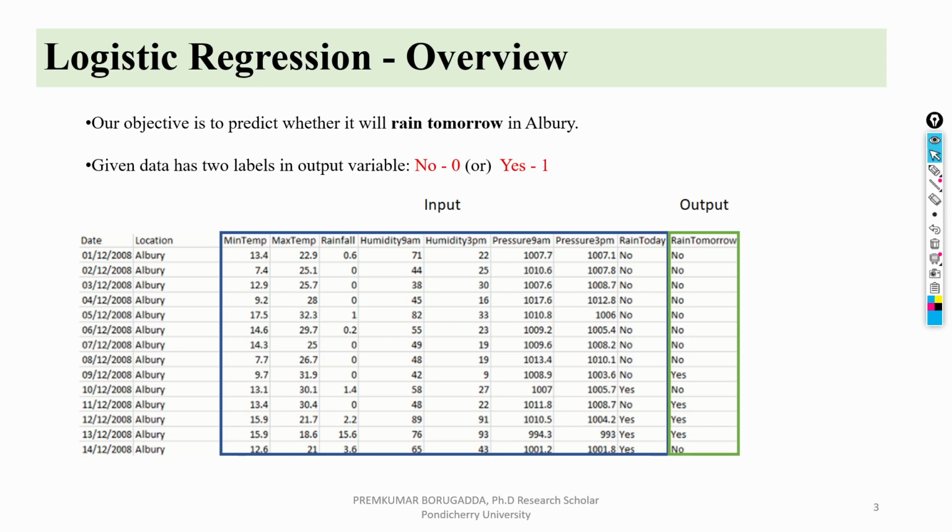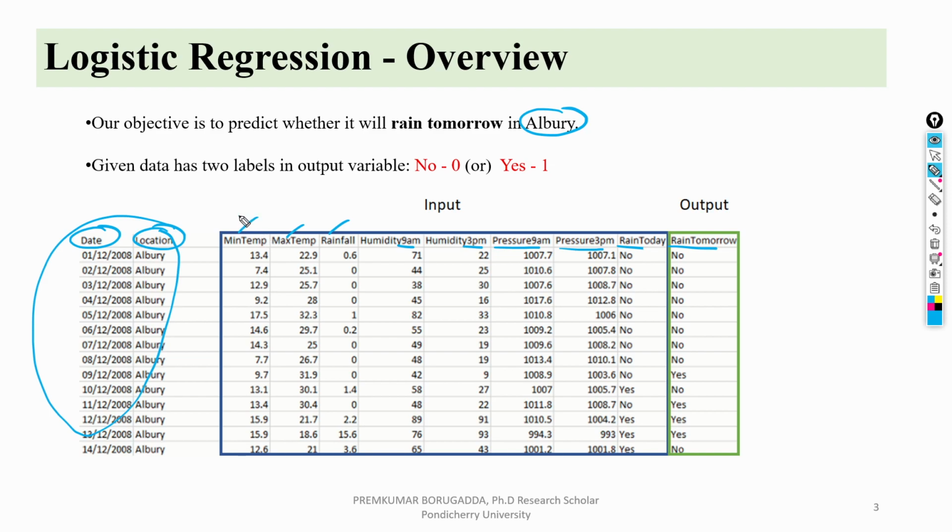Our objective is to predict whether the rain will come or not tomorrow in this city, Albury. This is the input data: date, location, minimum temperature, maximum temperature, rainfall, humidity at 9 a.m., humidity at 3 p.m., pressure at 9 a.m., pressure at 3 p.m., rain today, rain tomorrow. Among these features, we are not considering these two for building the model. Here we are considering only these features.